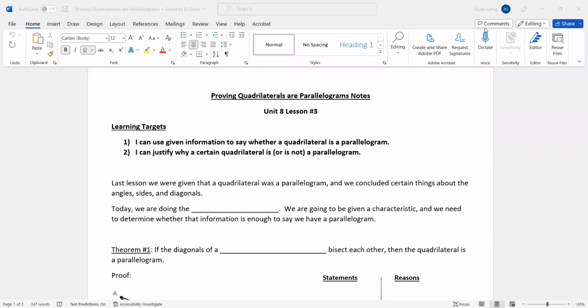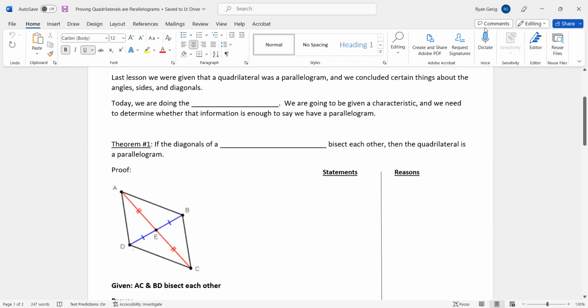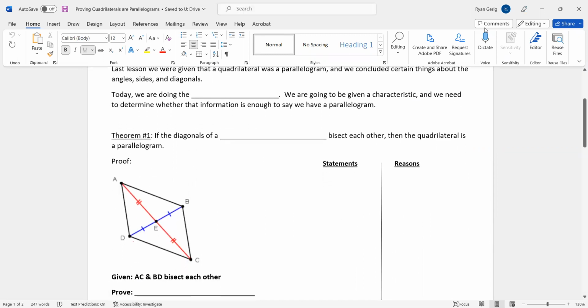It's very similar to lesson 2, where we were given that a quadrilateral was a parallelogram, and then we were concluding certain things about the angles, sides, diagonals, and all that. You should remember those properties. Today, we are going to be doing the converse, or the opposite.